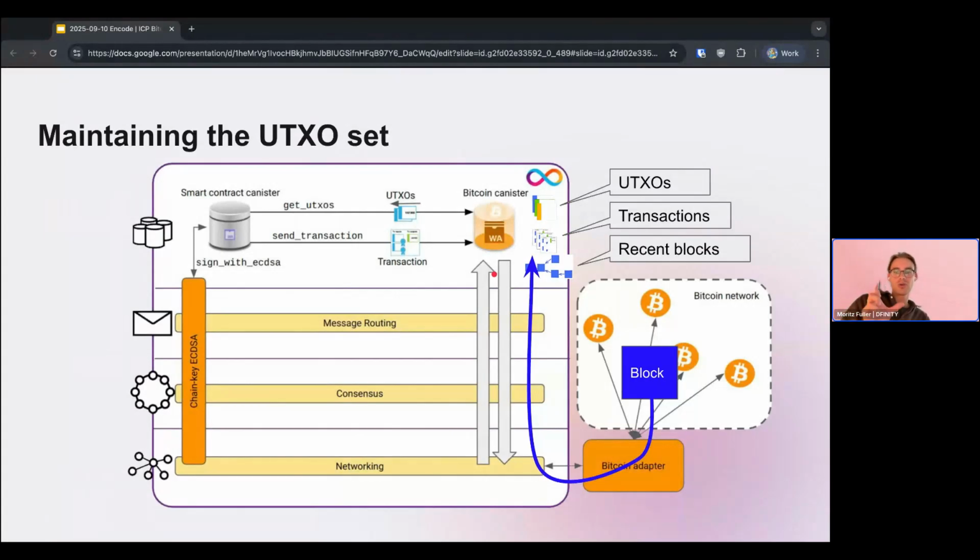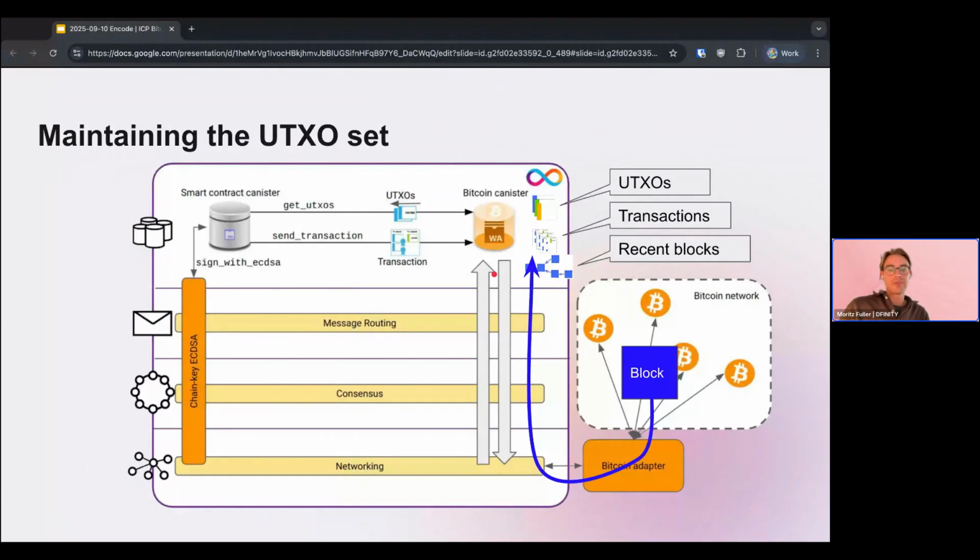So the UTXO set itself has, I think at the moment, roughly 5 gigabytes. But of course, we need to do some indexing so we can efficiently query this set when you talk to the Bitcoin API and you want to get the UTXOs that belong to a specific address. There needs to be some indexing, otherwise this computation is too expensive and too slow. So with indexing, we end up having roughly 100 gigabytes of storage that is being occupied by this UTXO set.